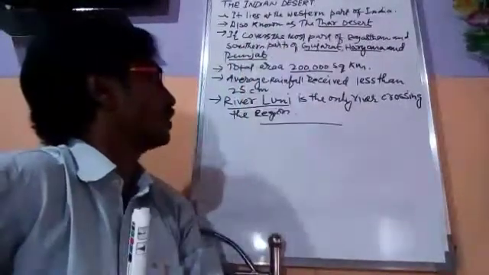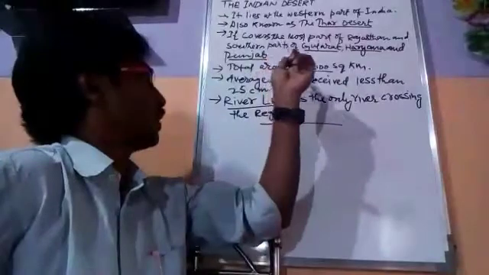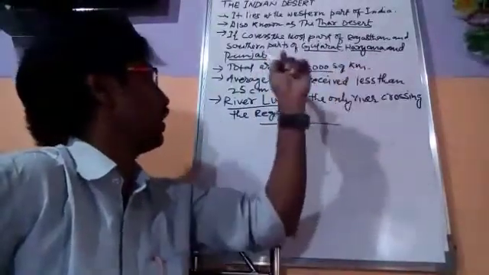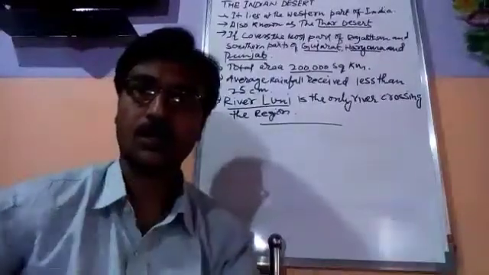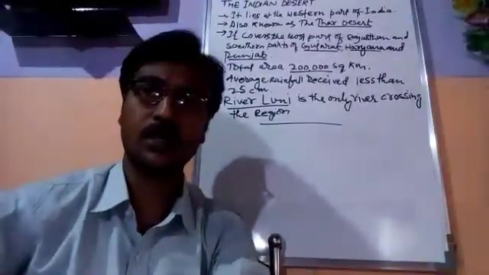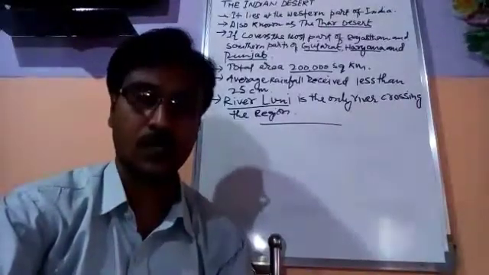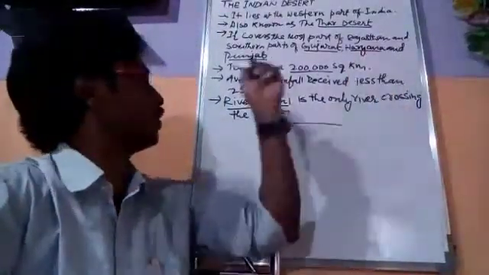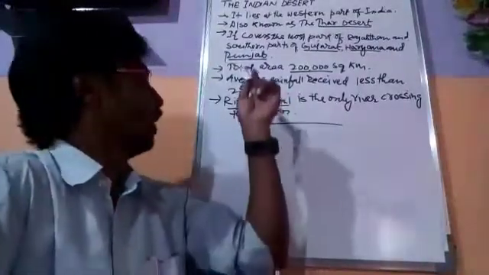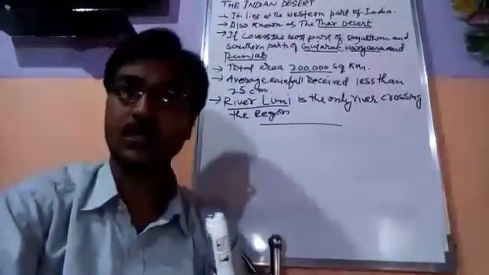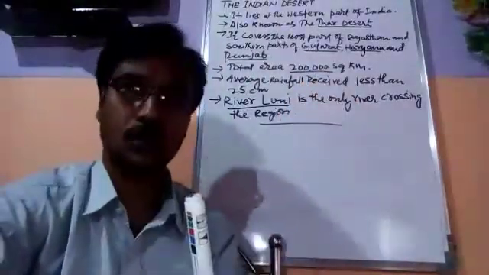It covers most part of Rajasthan and southern part of Gujarat, Haryana and Punjab. So this Thar Desert or the Great Indian Desert covers almost all parts of Rajasthan and parts of Gujarat, Punjab and Haryana. The total area of this desert is 2 lakh square kilometer.